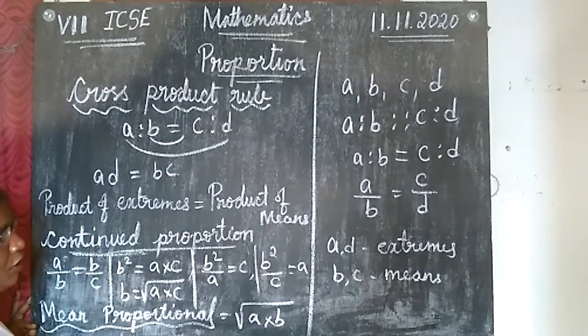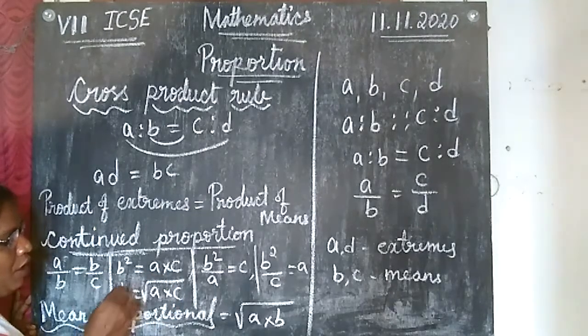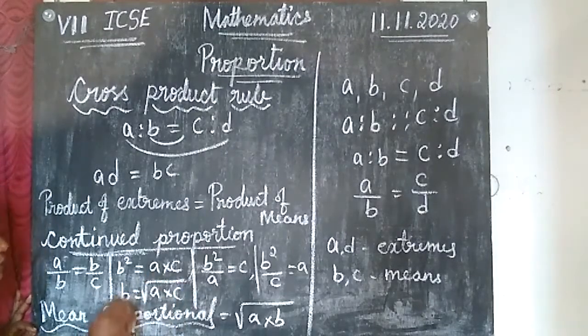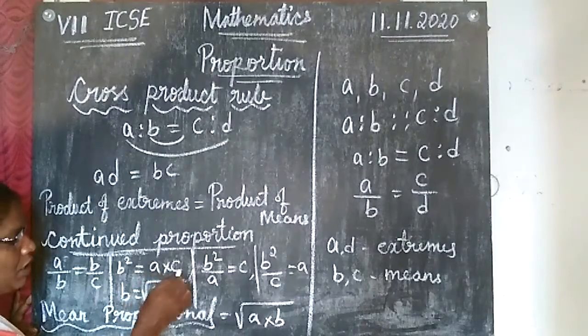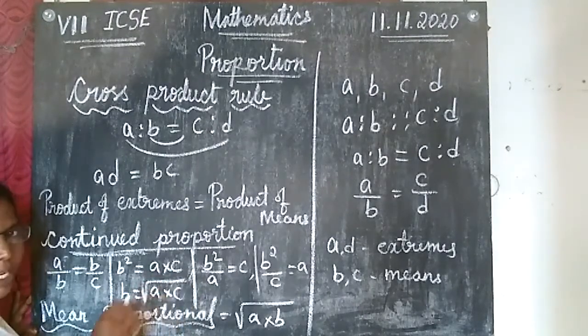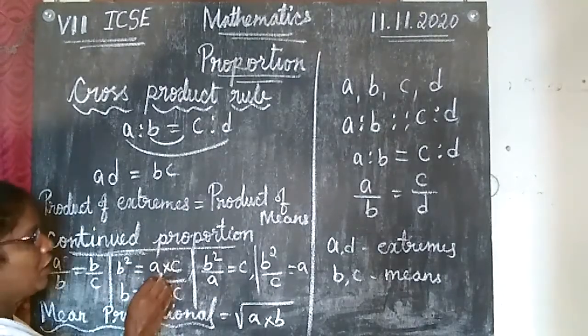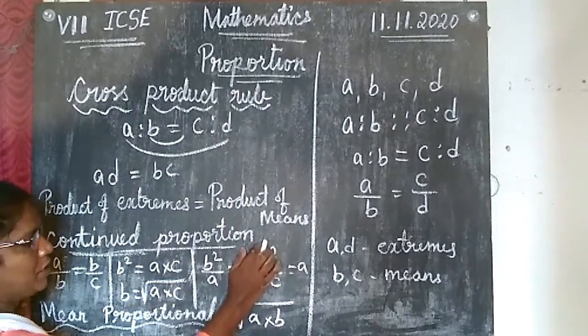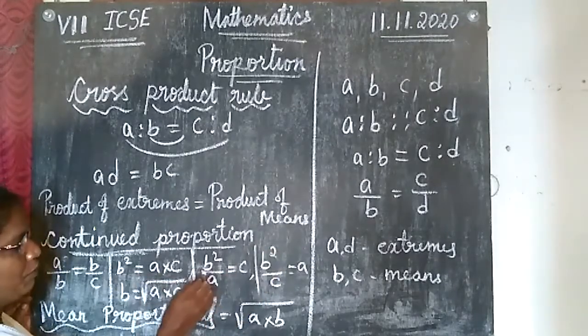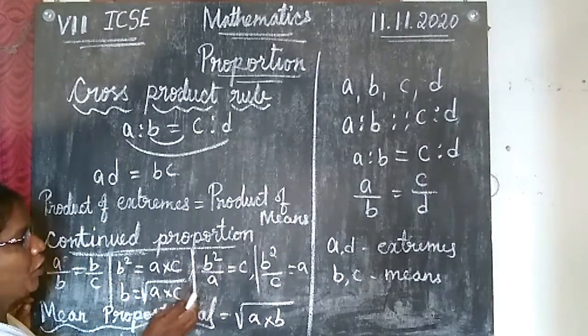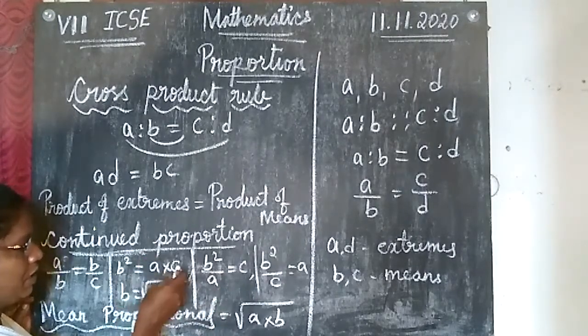That means if you want to find B, what to do? We have to take the square root of A multiplied by C. That is, B square is equal to A into C, so B is equal to the square root of A into C. In another way, how can we write this? If you want to find C, you keep C as it is, bring this A down. So C is equal to B square by A. In the same way, if you want to find A, keep A as it is, bring the C down.